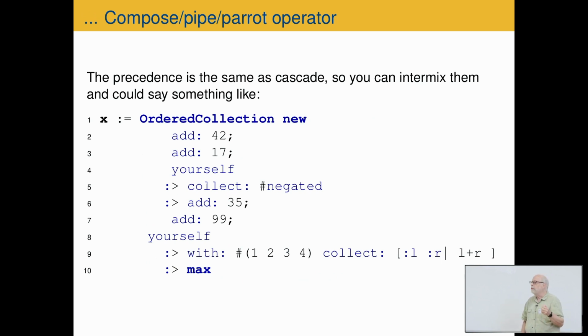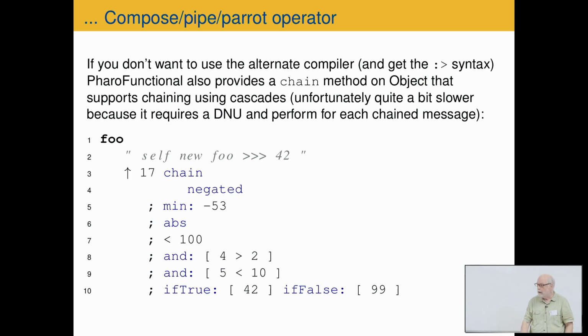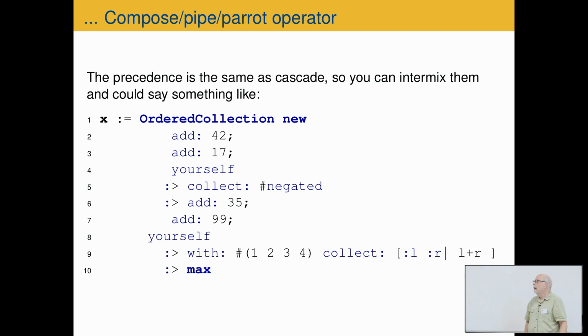The precedence of this is the same precedence as Cascade, so you can actually intermix them. I don't know whether that is a particularly nice thing to do, because this is pretty weird code, but that is the precedence that I set for it so that you can actually do that. And it maybe is useful in some cases.